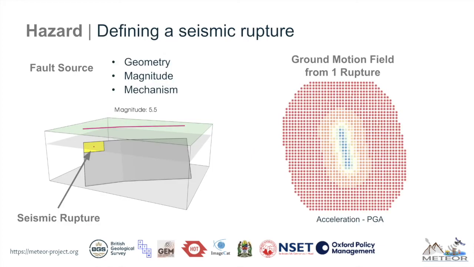For the purposes of hazard or risk assessment, we define a seismic rupture using information about the fault source and the ground motion field that the rupture event produces. From the fault source, we need to specify the information related to the geometry, the magnitude, and the mechanism. From the ground motion field, we want to know the intensity of ground shaking for a specific measure. For instance, we might be concerned with the peak ground acceleration, or PGA. These values are spatially distributed, such as for a radius from the earthquake epicenter.